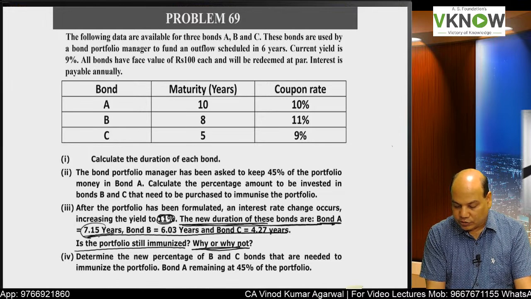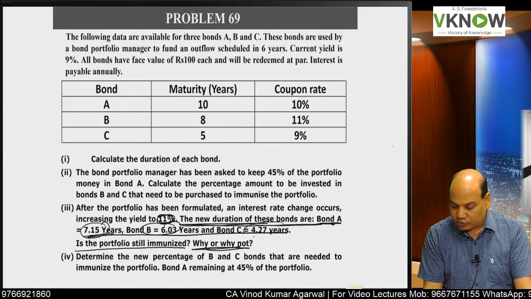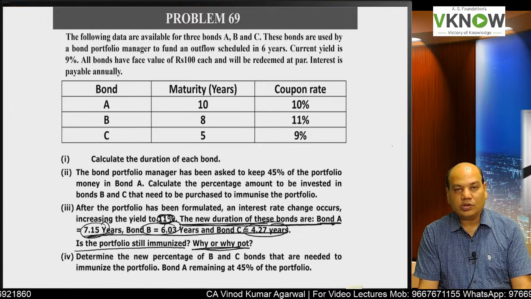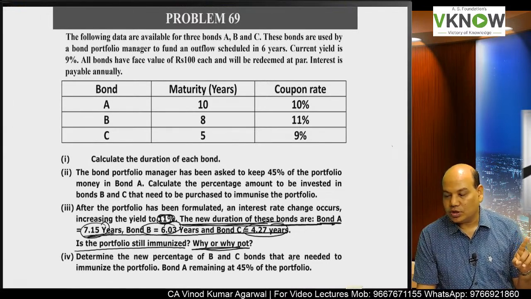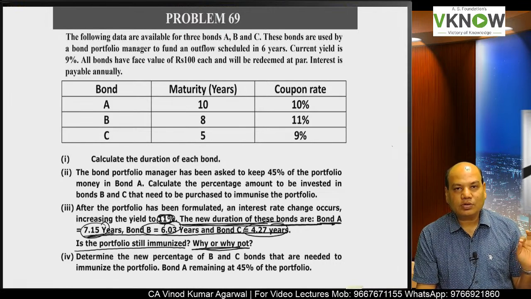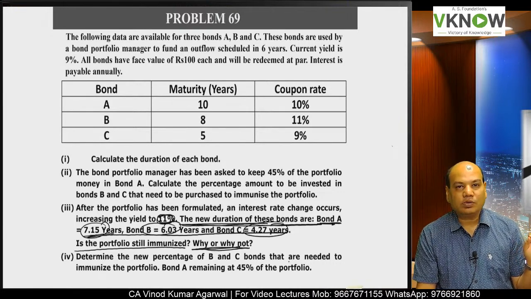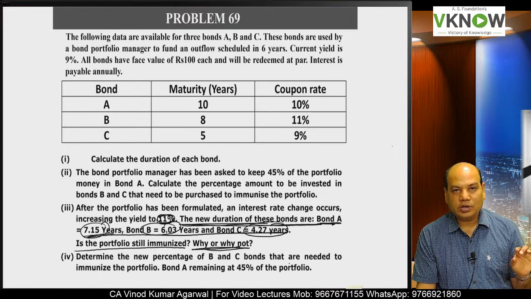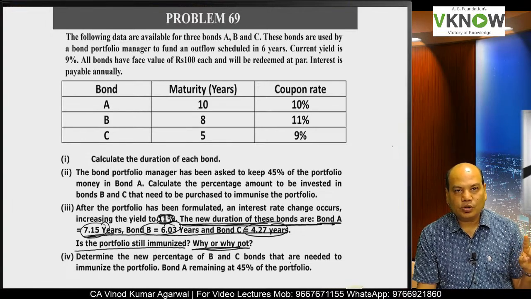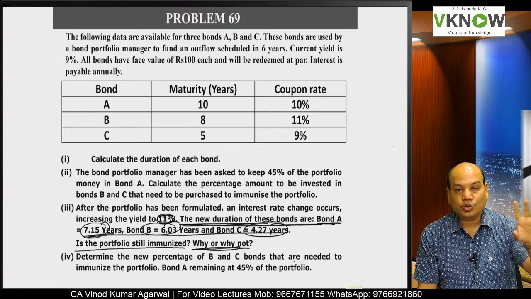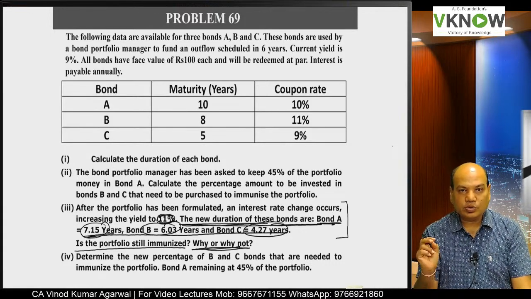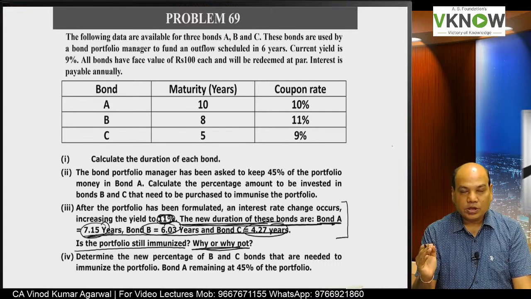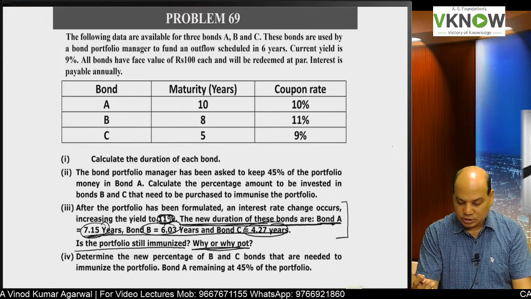So with the revised duration, we will check what is the duration of the portfolio. Is it equal to 6 years? If it is not equal to 6 years, then we will say our portfolio is not immunized, because the duration of the portfolio bond is not equal to the duration of the liability. So very simple question. If it is equal to 6, the answer is yes. If it is not equal to 6, the answer is no.